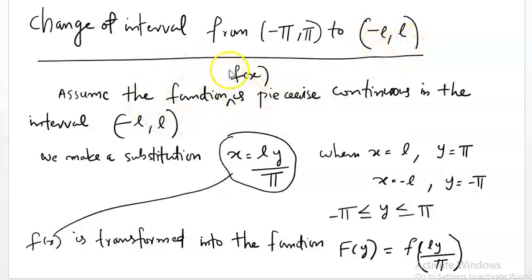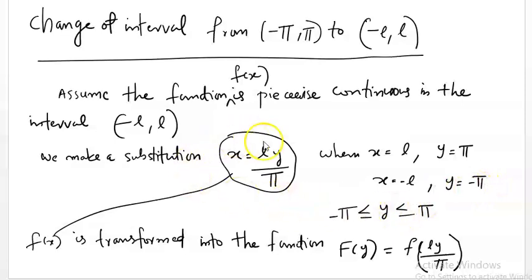Assume that we have a function f of x which is continuous in the interval minus L to L. What we do is we make a substitution, x equal to Ly by pi. When x is L, y will be equal to pi. And when x is minus L, if you put minus L here, y will be equal to minus pi.